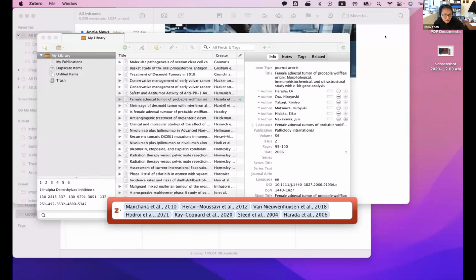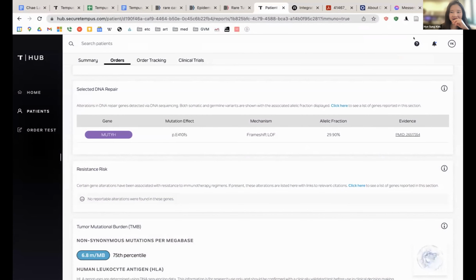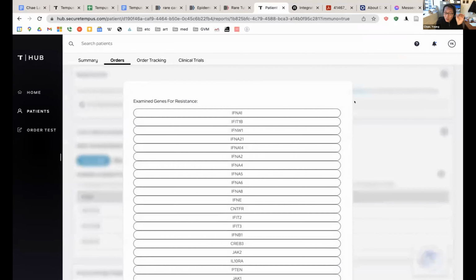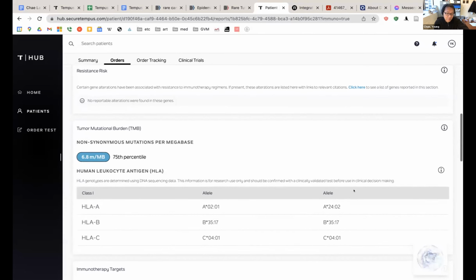Resistance risk. Certain gene alterations have been associated. So click here, the one with the blue color. Okay. So these genes, interferon alpha, beta. I can't go down, I don't know why. Anyway, these are the genes that are published to be linked with DNA mutations that are linked with immunotherapy resistance. So you could come up with whether there are mutations present on these genes or not. So this is a really good list for the research.